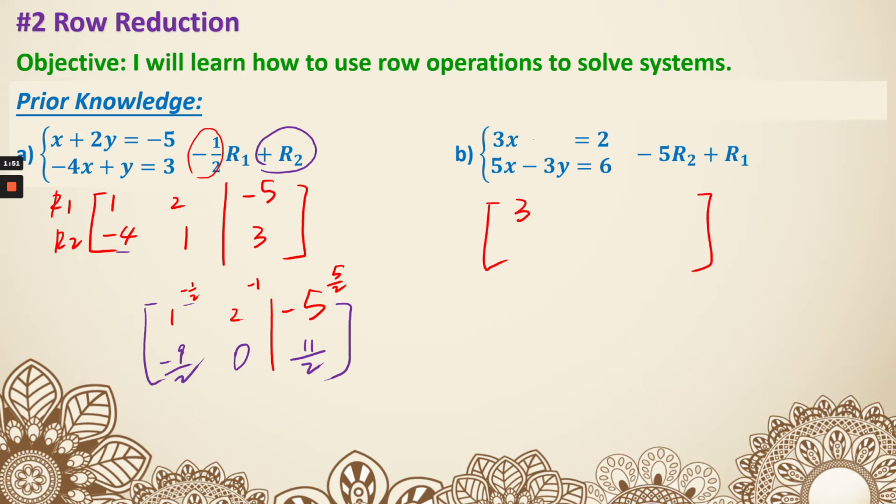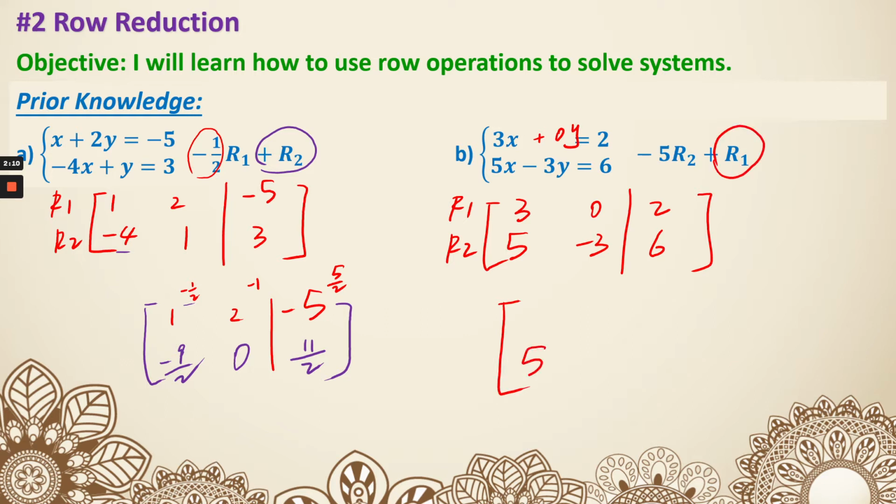3, there's no y, so basically plus 0y. That's why we need a 0. And then 2. 5, -3, 6. First row and second row. We are going to, same thing, decide which row we are changing. The R1 is on the end. That means we are changing R1, so R2 will stay the same.